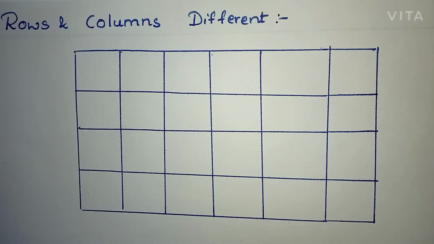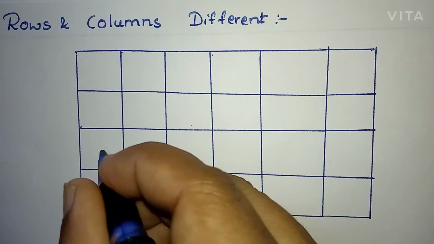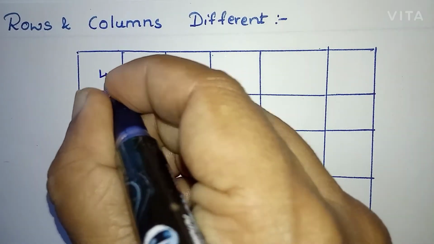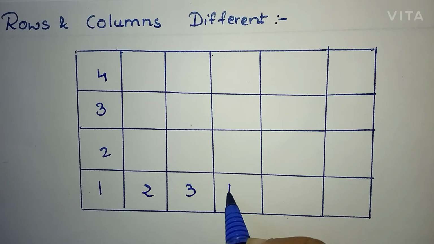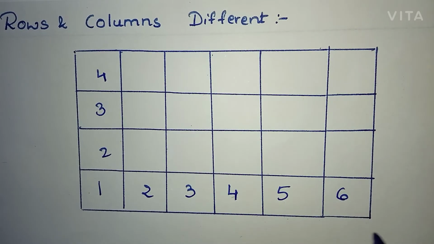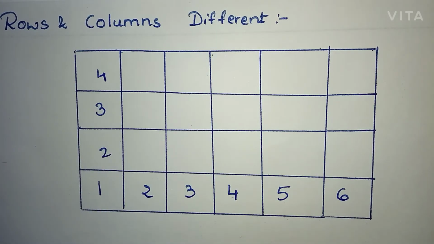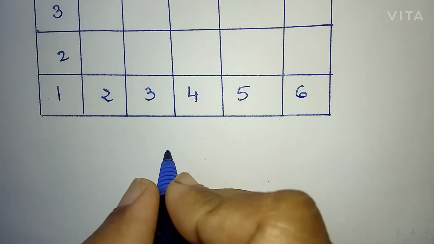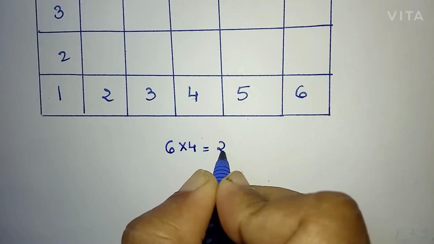In this figure, how many rows are there? 1, 2, 3, 4, correct? Okay, how many columns are there? 1, 2, 3, 4, 5 and 6. So it's 6 cross 4, correct? Now for this the technique is different. You have to multiply 6 by 4. How much is it? It's 24.